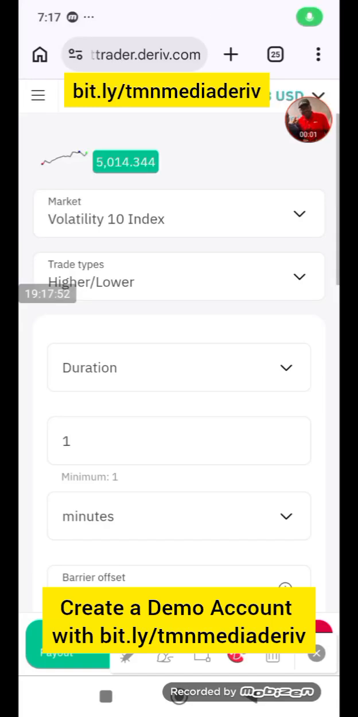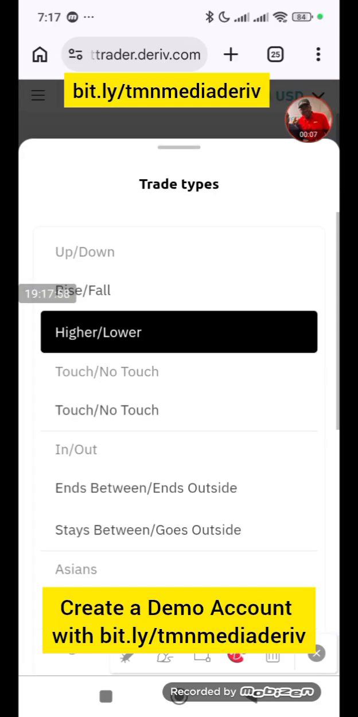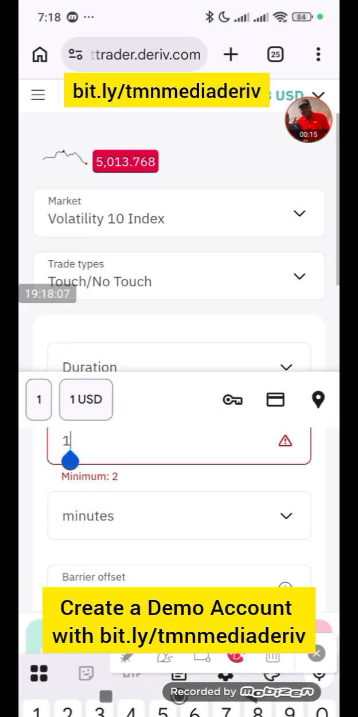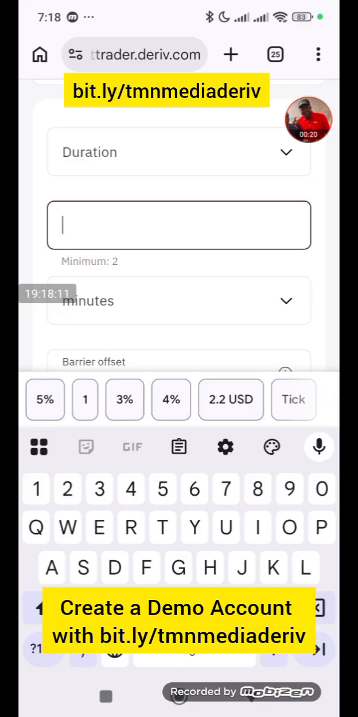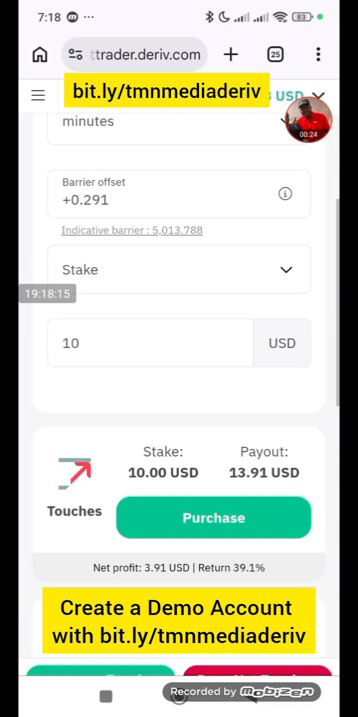Okay, so I've been able to explain rise and fall. I've been able to explain higher and lower. Now, let me go over to touch and explain what touch is. You can see it's already giving me an error. Minimum time for touch is 2 minutes. That's the minimum. Now, what does this touch mean?